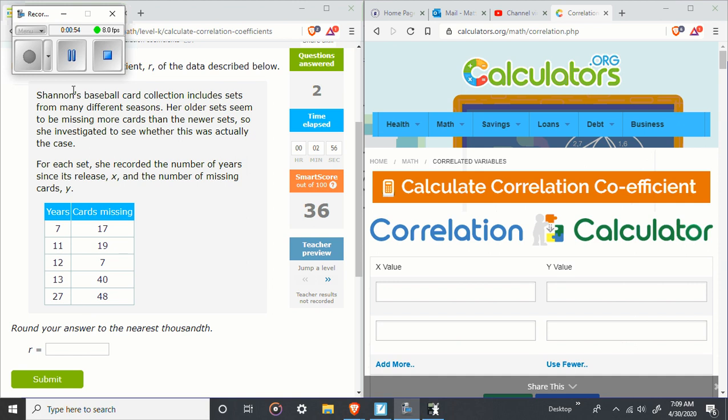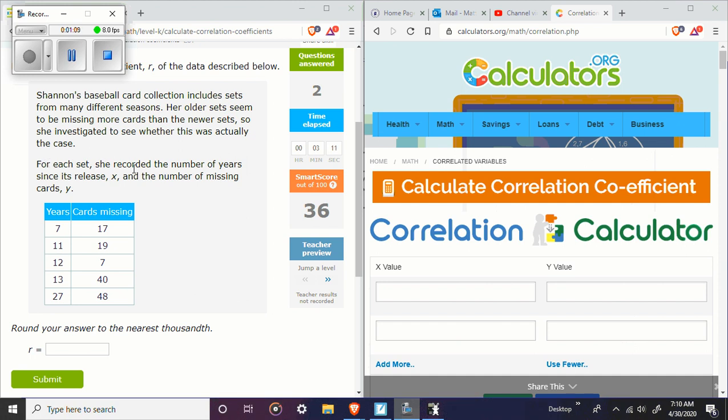So anyway, since Shannon's baseball card collection includes sets from many different seasons, her older sets seem to be missing more cards than newer sets. So she investigated to see whether this was actually the case. She has a lot of free time. She must be at home right now.